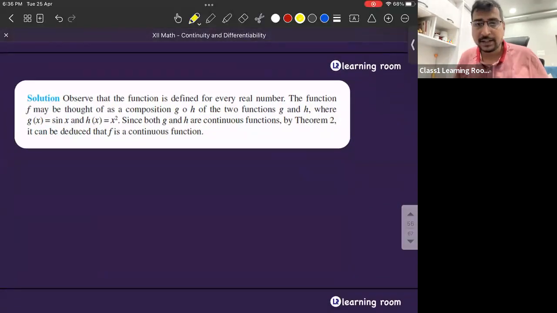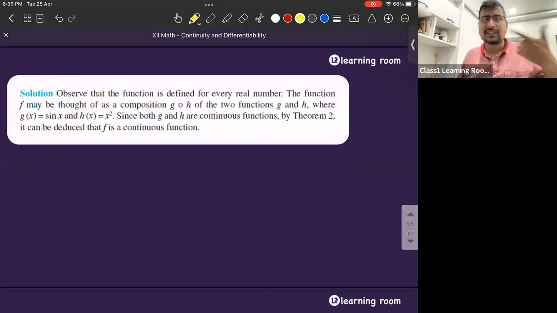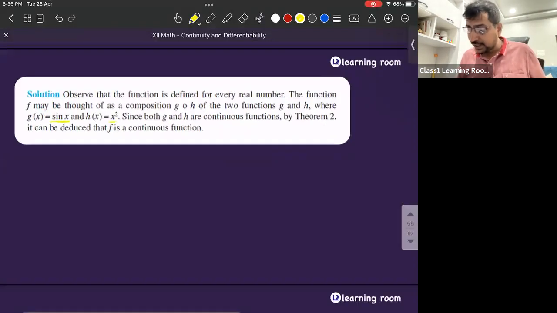So that's what I'll read out the solution. The function f may be thought as a composition of G circle H, where G of x, I took f of x, they took G of x. That's the only difference. Where G of x, they took it to be sin x, H of x, they took it to be x square. Since G and H are continuous functions, then by theorem 2, what can you conclude? G circle H as an overall function is a continuous function. Make sense?